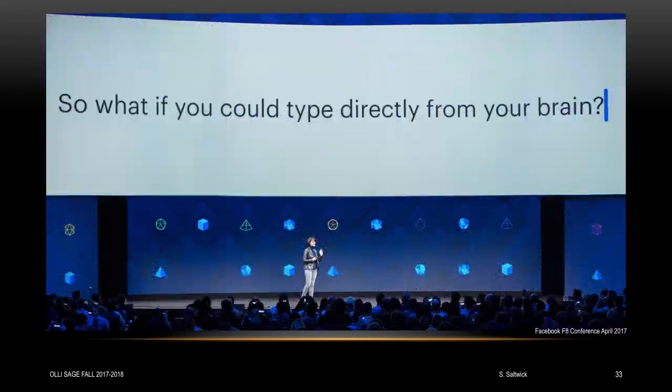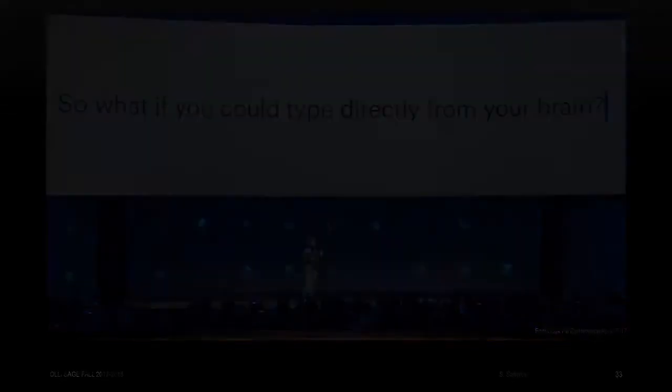I show here a slide from the latest Facebook Developers Conference in 2017. Facebook wants to use this kind of information to allow you to tweet or send messages directly from your brain. You think it, you tweet it. That is a terrible idea. I leave the real-life parallels to the viewer's imagination.